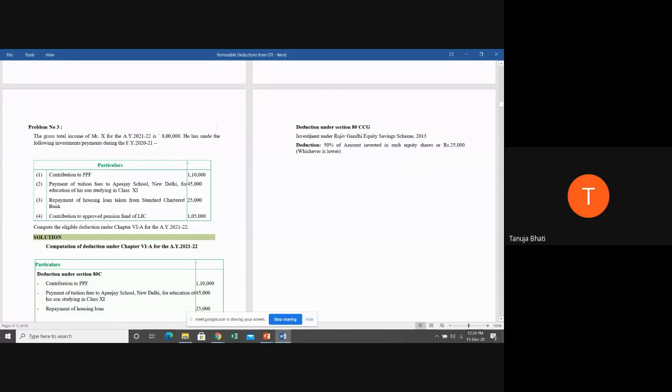Okay. Now the last deduction under the C category is 80CCG. 80CCG says that if you are making any investment under Rajiv Gandhi Equity Savings Scheme 2013, you will get a deduction. What is the amount of deduction? 50% of the amount you're investing in the equity shares, or 25,000 rupees, whichever is lower. So this is not that important, but I'm just telling you all that deduction under 80CCG means if you're making any investment in Rajiv Gandhi Equity Savings Scheme, deduction is 50% of the amount that you're contributing, or 25,000 rupees, whichever is lower.